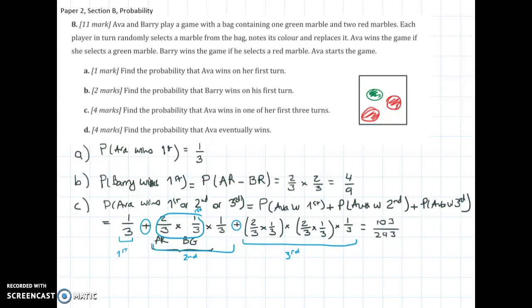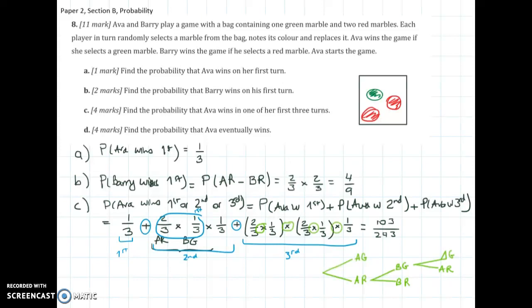Now, why are we multiplying inside each of those probabilities? You can imagine that this is like a tree diagram. So we have the first turn, let's say. There are two options. It could be that Ava gets a green ball and then the game's over, or Ava gets a red one and then it's Barry's turn. He could get a green ball and then the game continues, or he could get a red one and then the game is over. If he gets a green one, then there are two options again for Ava: she gets a green one, or she gets a red, and so on.